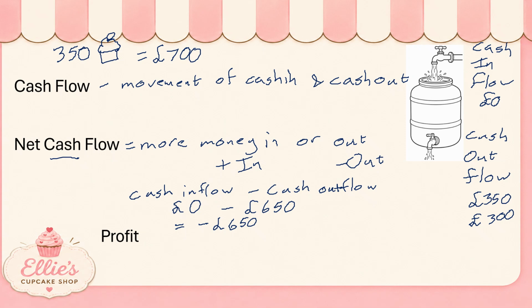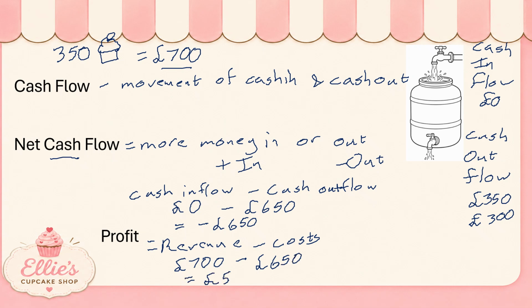Profit is different to cash flow. So profit is whether or not the business has made the money, not whether or not it has the actual money yet. So remember, profit is equal to revenue, take away costs. So in this case, the revenue, the amount the order is worth, is £700, and her costs for the month was £650. So she has made a profit of £50.